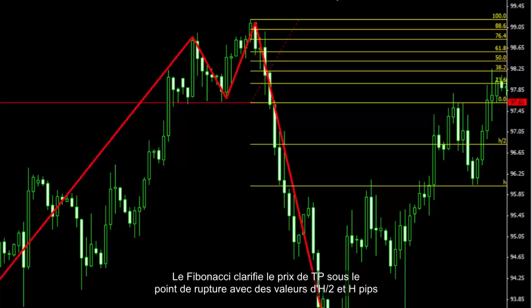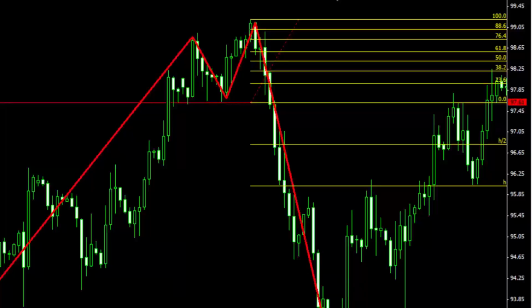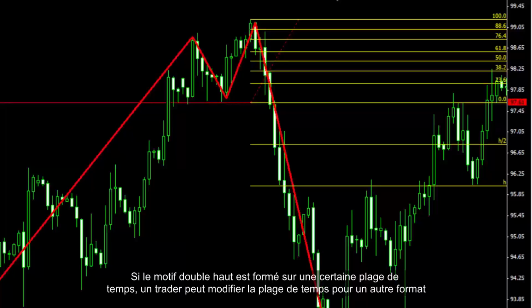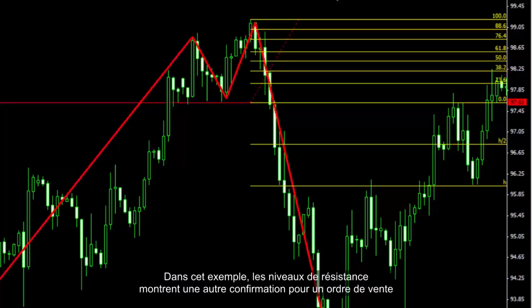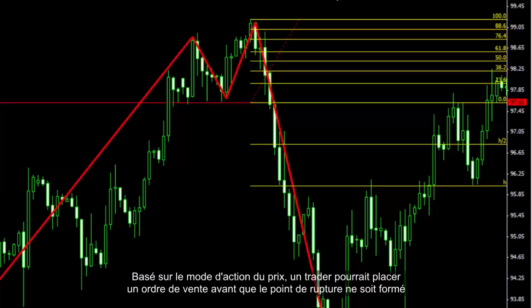Fibonacci clarifies the TP price under breakout point with H2 or H pips amount. If double top pattern is formed on a certain time frame, a trader can change time frame to another format. In this example, resistance levels show another confirmation for a sell order. Based on price action mode, a trader could place a sell order sooner than breakout point was formed.